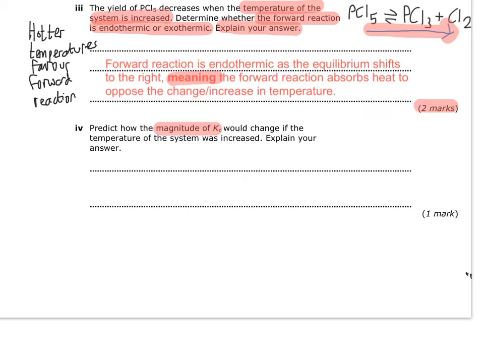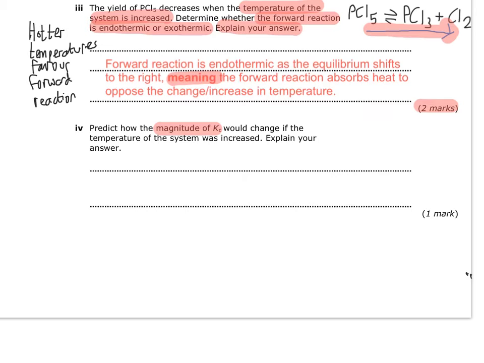So Kc is a fraction, meaning it's got two components. A fraction has a top half, which is called the numerator, and a fraction has a bottom half, which is called the denominator. The Kc expression that we drew earlier has a top half and a bottom half. So they want you to talk about if the temperature of the system was increased, what's going to happen to the top half and what's going to happen to the bottom half. So in mathematical terminology, what's going to happen to the numerator and what's going to happen to the denominator.